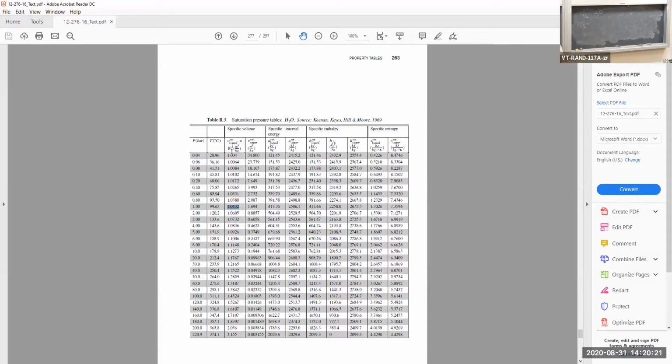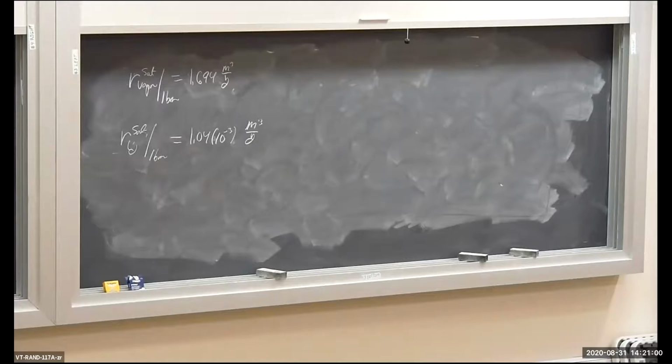Let's look at V sat vapor. 1.694. Okay, let me switch the camera back again here. 1.694 for the saturated vapor. Okay.